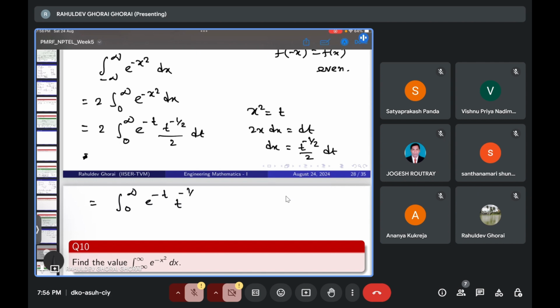Now can you see this is in a good form, exact form. What is this? It is a gamma function, the integral of e to the power minus t times t to the power half minus 1 dt. That is nothing but gamma of half. And I said gamma half is nothing but square root of pi, and so the integral from minus infinity to infinity of e to the minus x square is square root of pi.